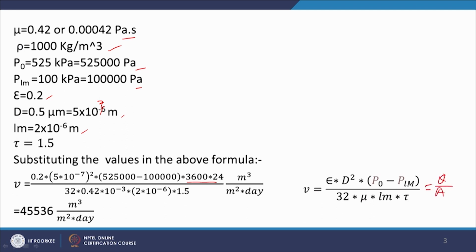That Q was in the unit of meter cube per second, so we have to convert it into per day. So, that 3600 into 24 is multiplied, and then after solving this expression, V comes out as 45536 meter cube per meter square per day. So, we were asked to calculate this and now we are able to solve it.